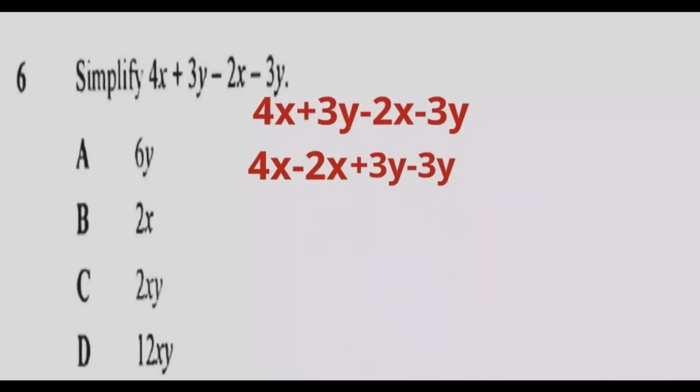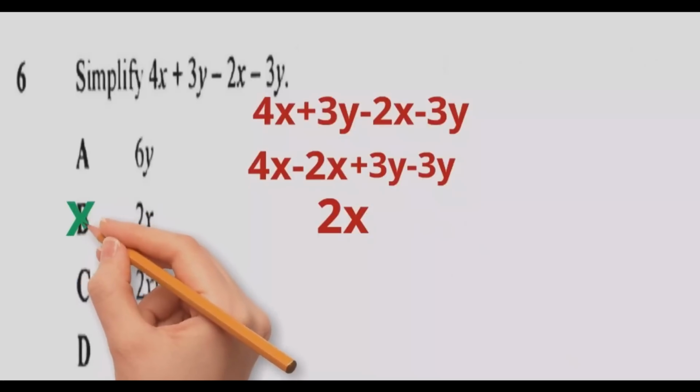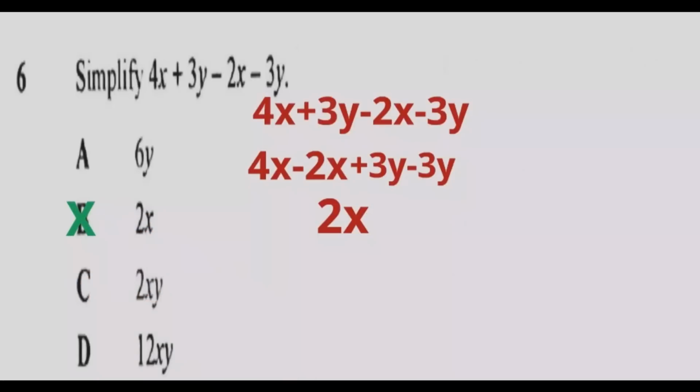Then I'm going to evaluate. 4x minus 2x will give me 2x. Then 3y minus 3y will be 0. So the correct answer will be 2x, which is B. The answer for question 6 is B.